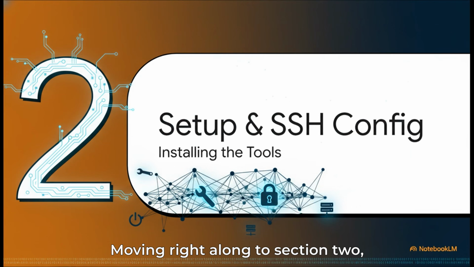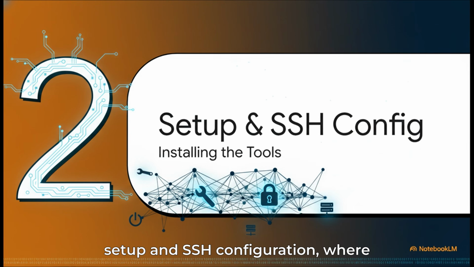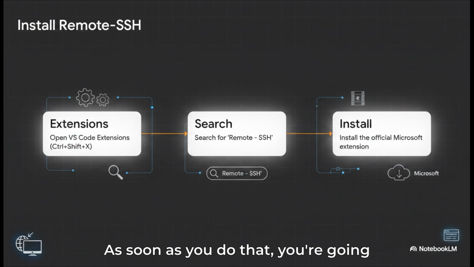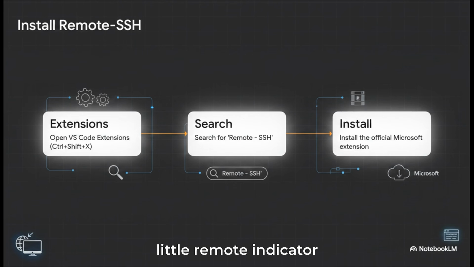Moving right along to Section 2, setup and SSH configuration, where we get our tools installed. Getting this going is almost ridiculously easy. You just pop open your VS Code Extensions panel, search for Remote-SSH, and install the official one from Microsoft. You know, the one with tens of millions of downloads. As soon as you do that, you're going to see a handy little remote indicator pop up in the bottom left corner of your window.